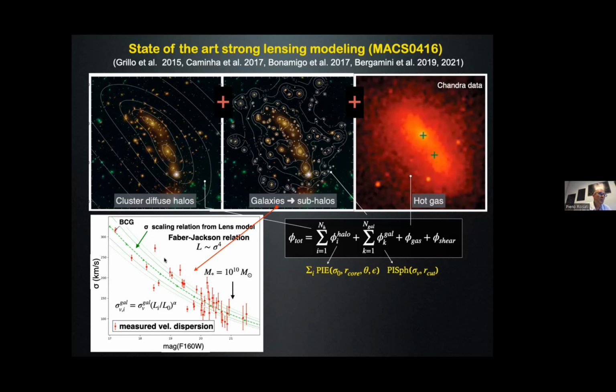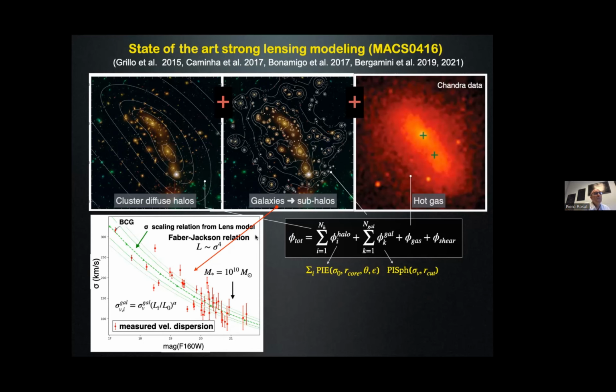And what he did for his thesis is try to include the information on the inner kinematics of cluster galaxies to basically reduce some of these degeneracies in these models, because clearly measuring the velocity dispersion of each galaxy is something MUSE can do, and it also constrains the mass and the truncation radius of these cluster galaxies.